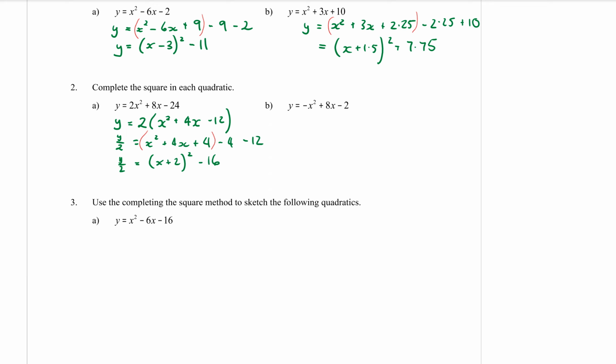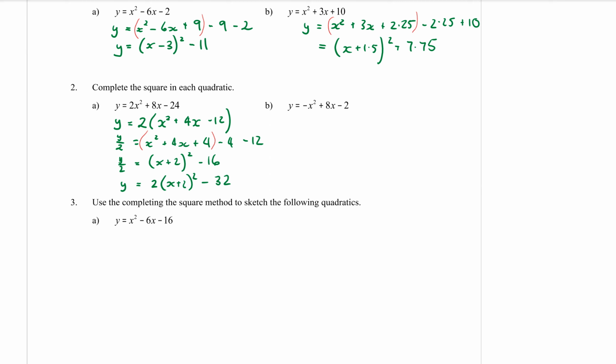Now that we've got it all factorized up, we would prefer to have a y equals equation. So let's multiply that 2 back across so that y is by itself again. Y equals 2 bracket x plus 2 squared. And you also have to multiply the negative 16 to make a negative 32. Yeah, does that make sense?